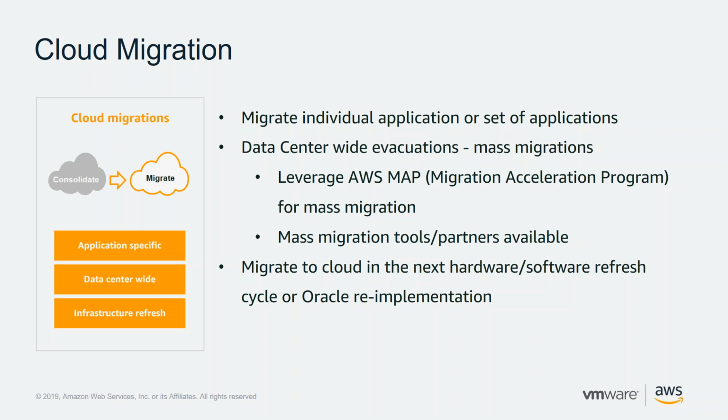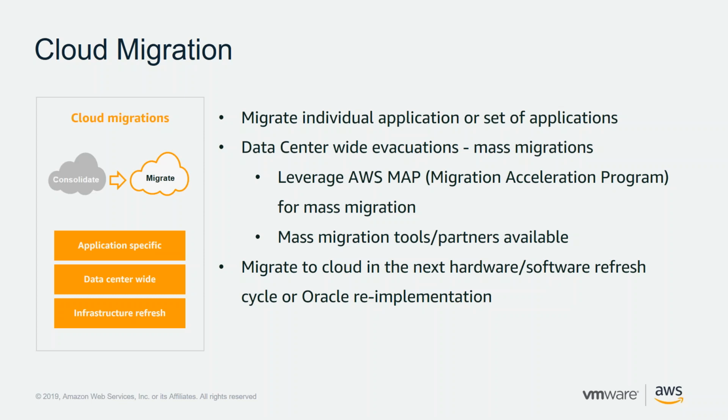The major one which customer sees is cloud migration. You can migrate an individual application with a combination of application servers and database into VMware Cloud on AWS. You can also migrate a group of applications, which is the most common with the majority of our users because of integrations, to VMware Cloud on AWS.